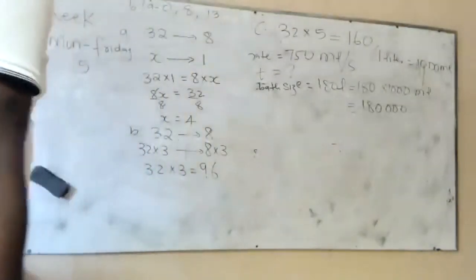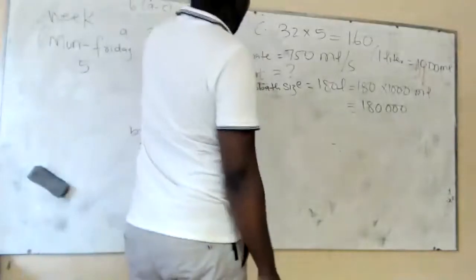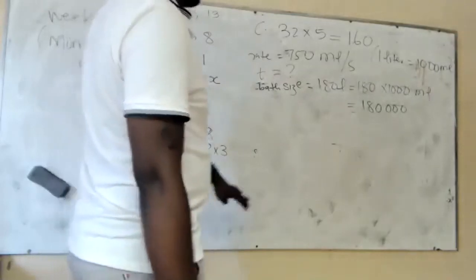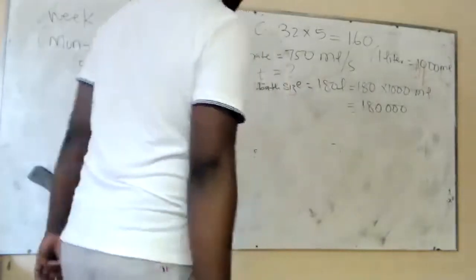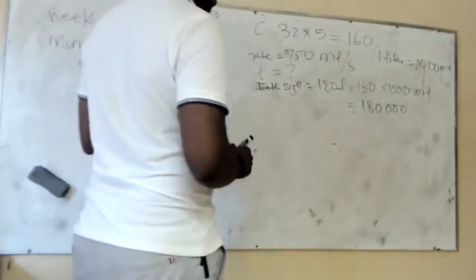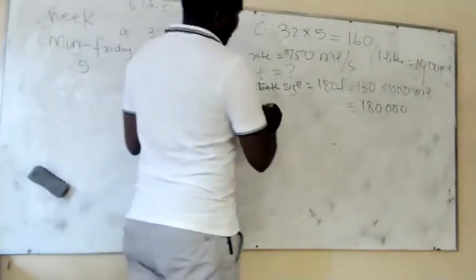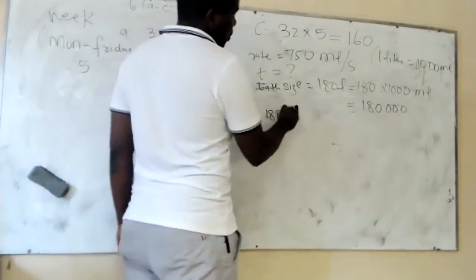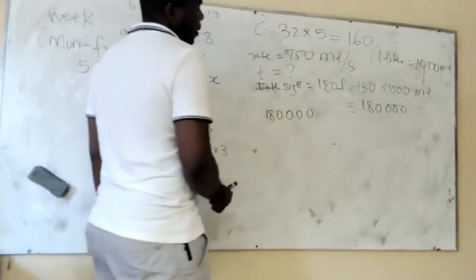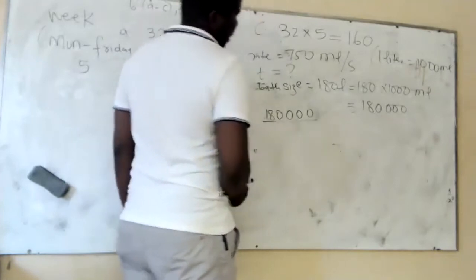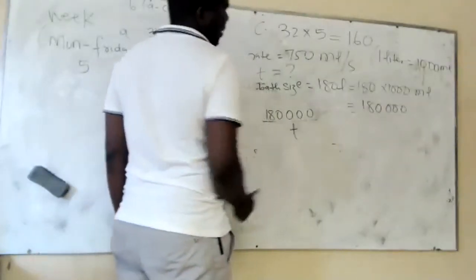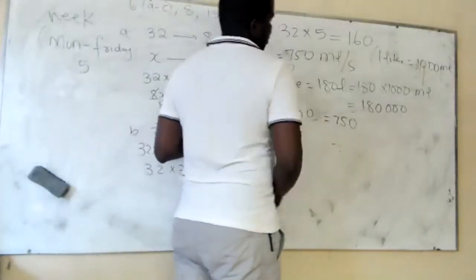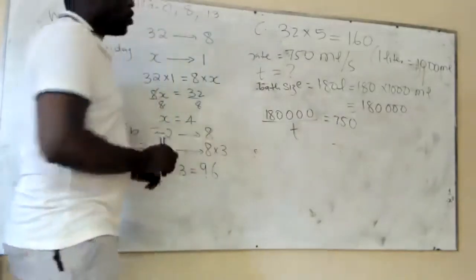Now let's get to the answer of how you are supposed to calculate the time that it takes to fill up the tank. So this is how you get to that. So now the amount of the tank, the amount of the bath, which in this case we converted to be 180,000, divided by the time, must be equal to the rate or the velocity of this water.